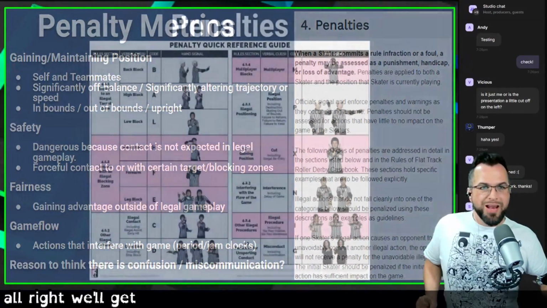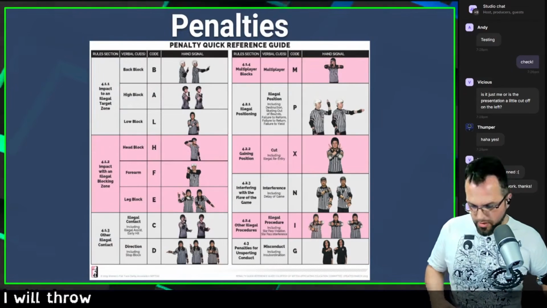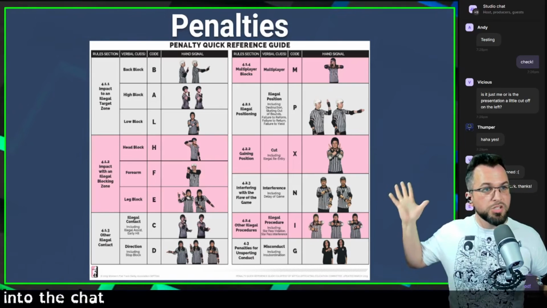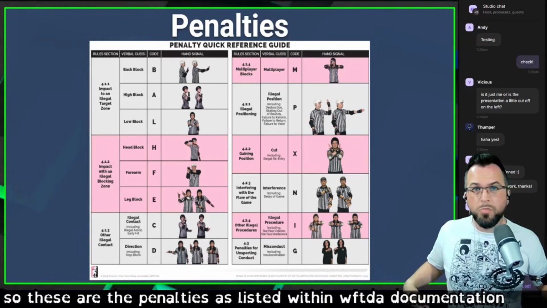All right, we'll get into the penalties themselves. I will throw the link to this into the chat. So these are the penalties as listed within WFTDA documentation.